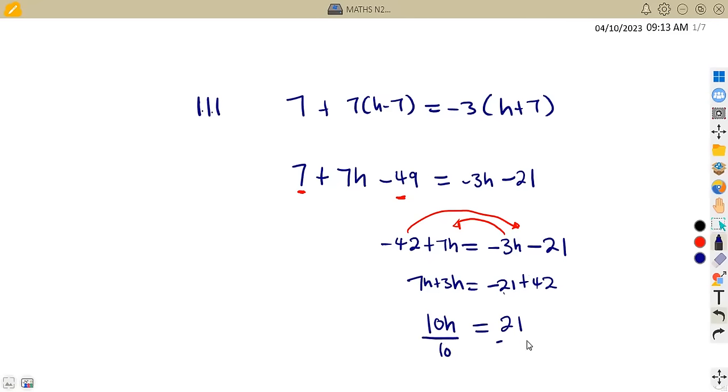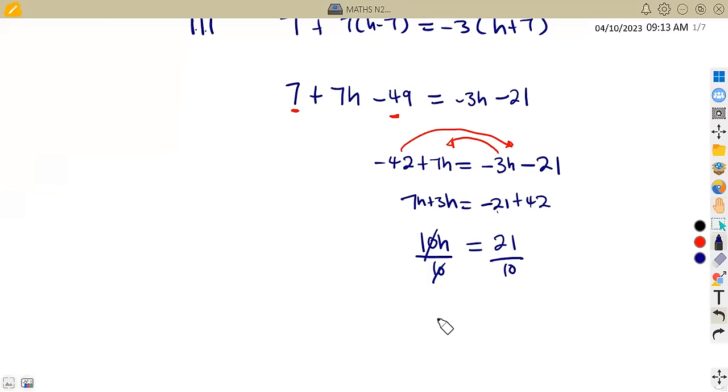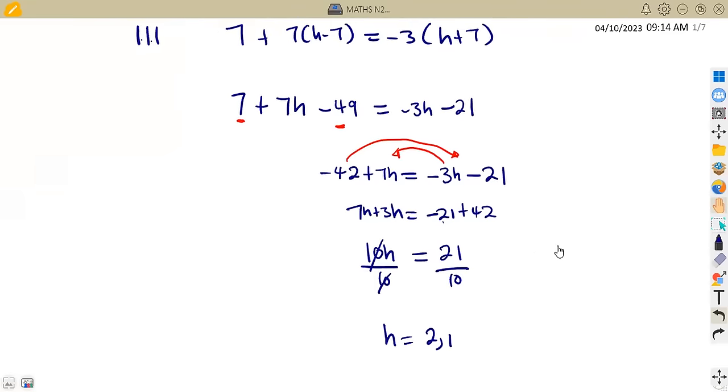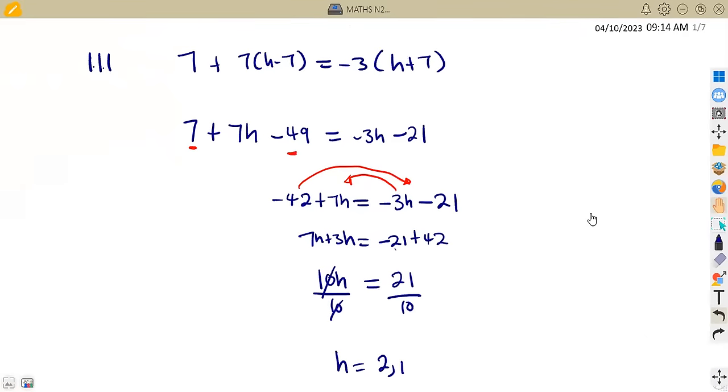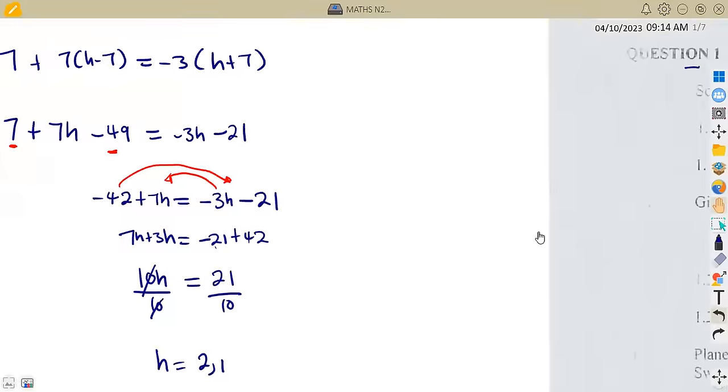So dividing by 10 both sides so that we can remain with h. That is going to give us the value for h in this case, which is 21 over 10, or it can be 2,1. So as a decimal, it can be 2,1, or as a fraction, 21 over 10, like that. All right, so that was question 1.11. As you can see, guys, these were the stages that we're supposed to take.